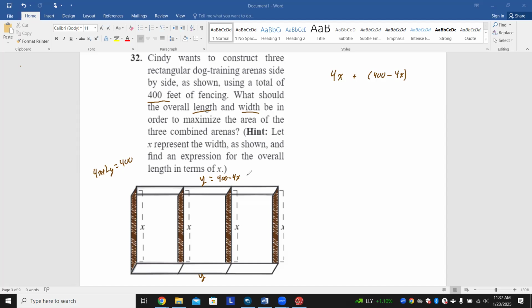So you would have 4x's. You would take that away from 400, take that result and divide it by 2, because you need to cut that in half. So I would almost say that this would equal 200 minus 2x. So let's start with that. So that would be your total perimeter, and it would equal 400.